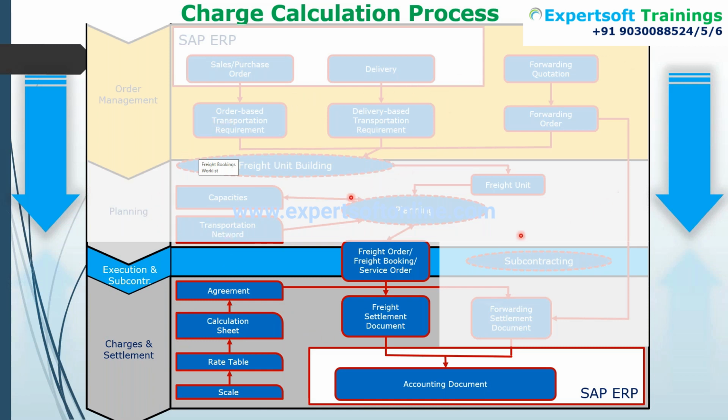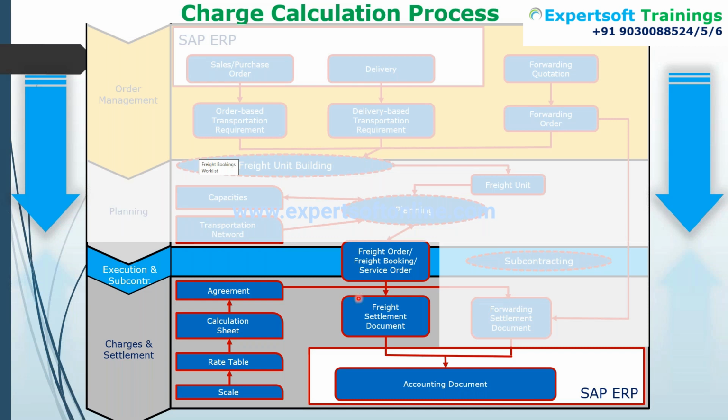Can these be automated? Do we have a pricing procedure here also, or is it always manual? No, no pricing procedure. The calculation sheet, the rate table and the scales replace your pricing procedure. Okay, very straightforward. So that is where the whole charges and settlement comes in, and it creates an accounting document using your MIRO.